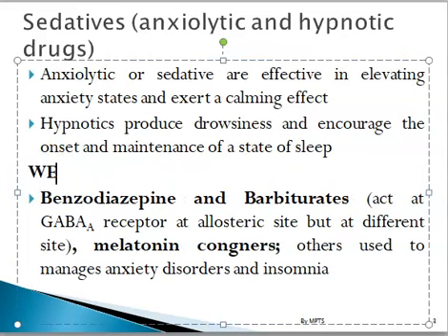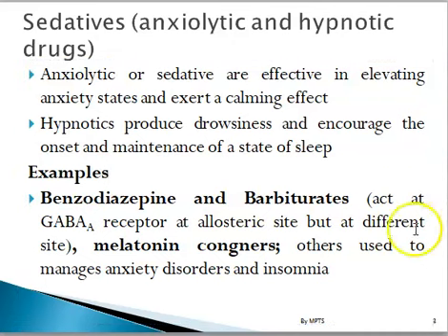Those examples include the benzodiazepines and barbiturates, which act via the GABA-A receptor at an allosteric site. We have melatonin, which we know is mainly used when inducing sleep. Melatonin amounts increase at the time of sleep and control the circadian rhythm, which I'll explain later on. And of course, there are other drugs which are used to manage anxiety.